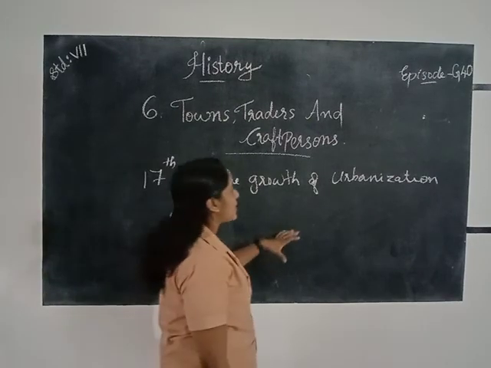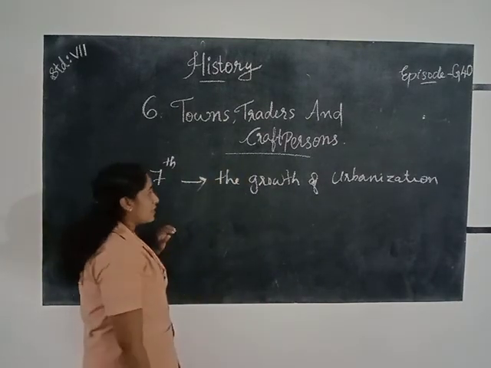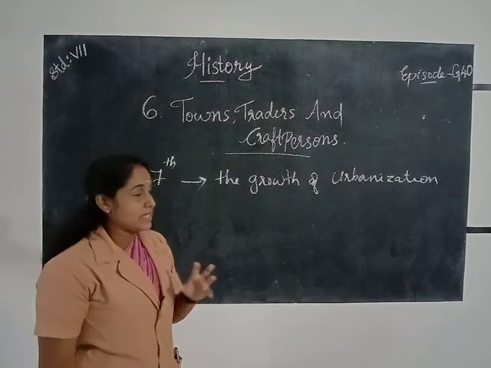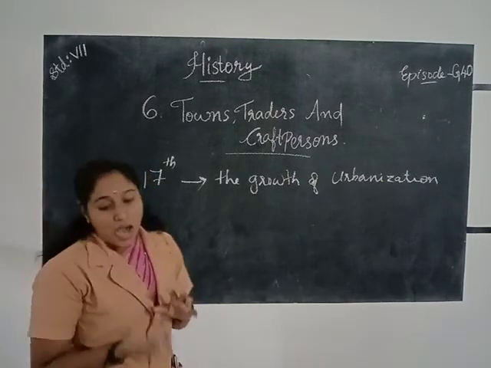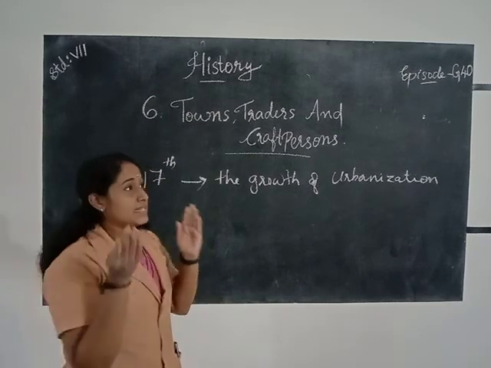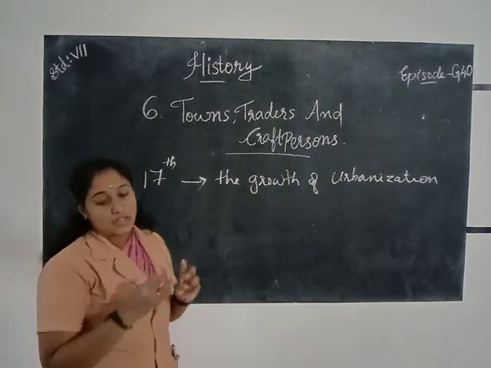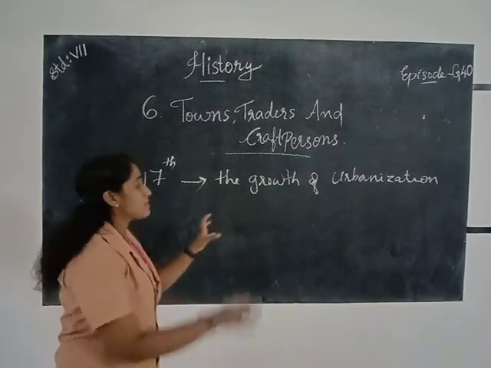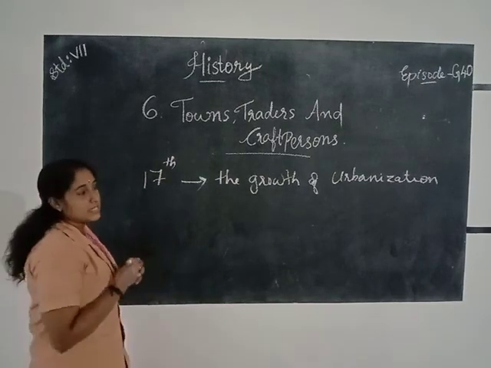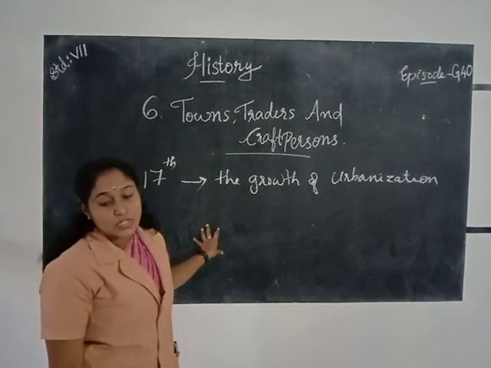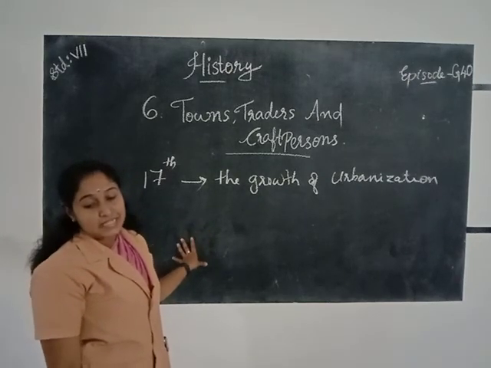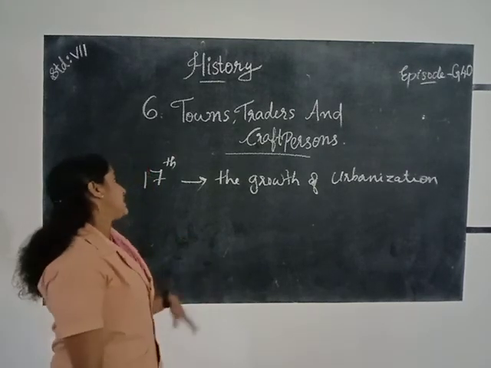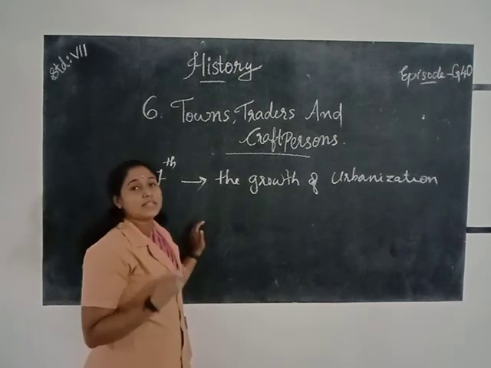So what do you mean by urbanization? That means most of the villages in that period became more important towns and commercial centers. For example, in that period the Arabs, the Turks and the Afghans settled in many places and started their trades there. So those places became important towns and trade centers. They are the causes for making the towns and cities.